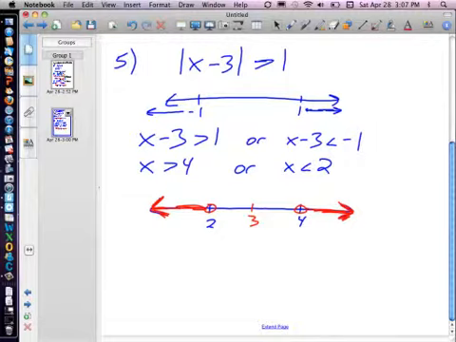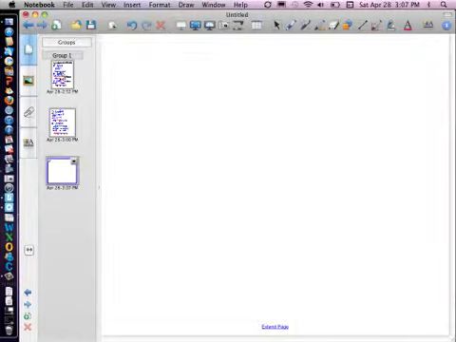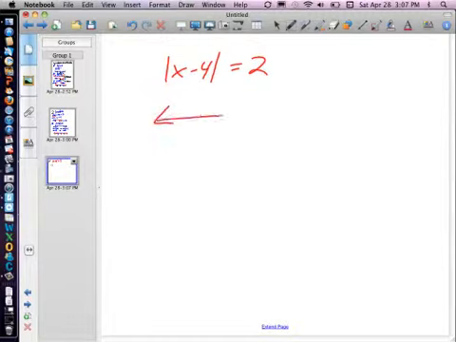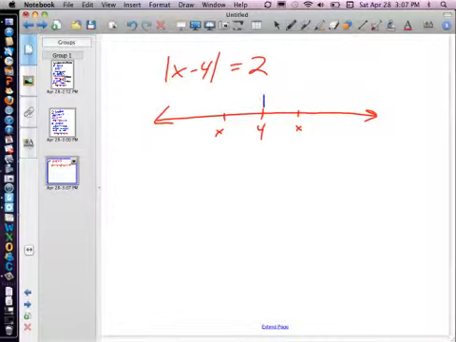Now the book has a slightly different way of talking about absolute value. They talk about it in terms of distance. So when you say something like absolute value of x minus 4 equals 2, they're saying the distance between x and 4 is 2. And so on a graph, you could say, here's 4, and the distance between x and 4 is 2.